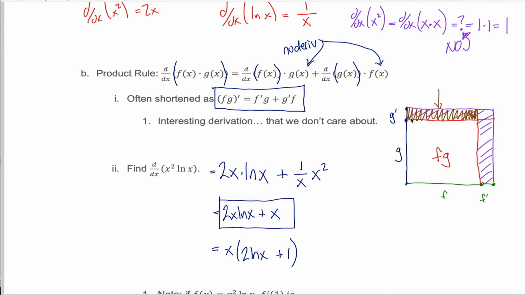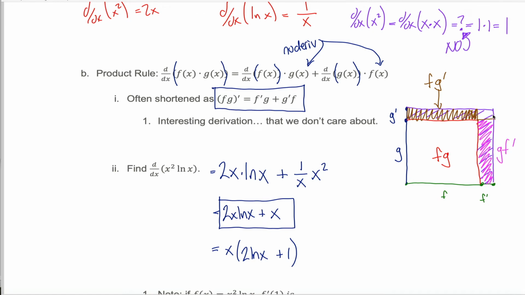It's f, this length, times g prime, this length. But that's just one little bit of the overall change. I still have to account for all this stuff. Well, think about this little rectangle down here in pink. How big is this guy? Well, it's g, this length, times f prime, this length.